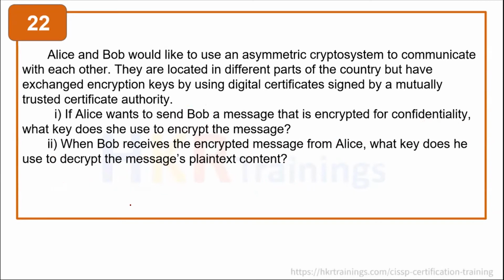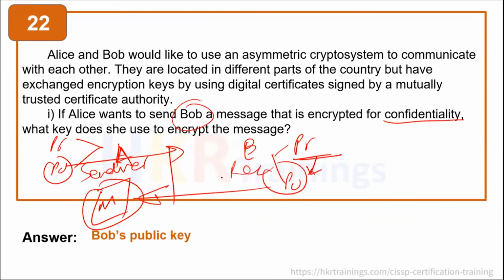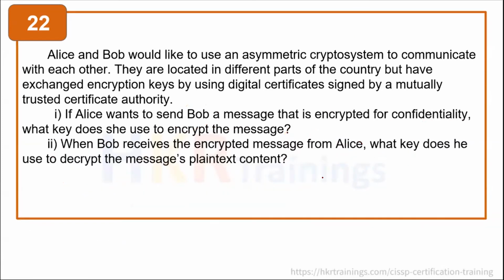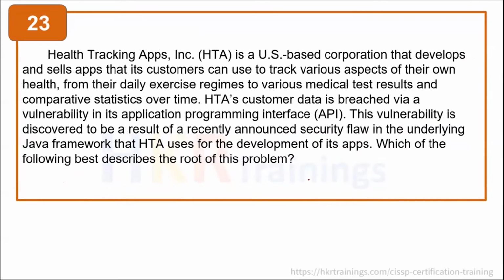Similarly, the second question is, when Bob received the encrypted message from Alice, what key does he use to decrypt the message to plain text content? So we go back here, and what we see here is, in order to decrypt it, Bob will require his private key to read the message which is encrypted using Bob's public key, because public private key pairs can encrypt and decrypt messages for each other. So something which is encrypted with the public key can be decrypted by the private key. So Bob's private key will be used here.